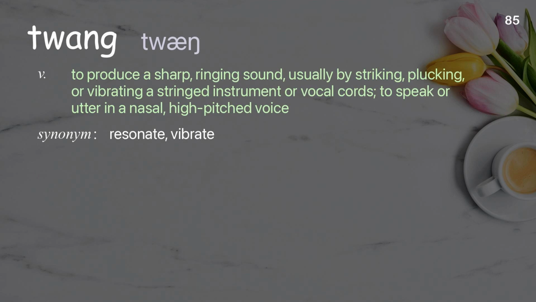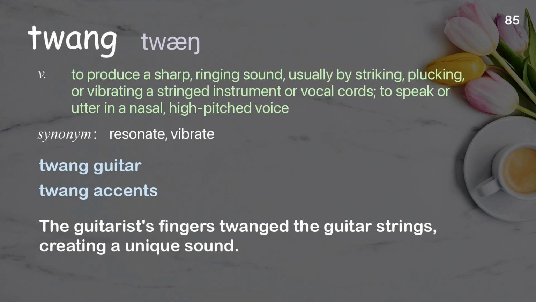Twang. To produce a sharp, ringing sound, usually by striking, plucking, or vibrating a stringed instrument or vocal cords, to speak or utter in a nasal, high-pitched voice. Examples: Twang guitar. Twang accents. The guitarist's fingers twanged the guitar strings, creating a unique sound.